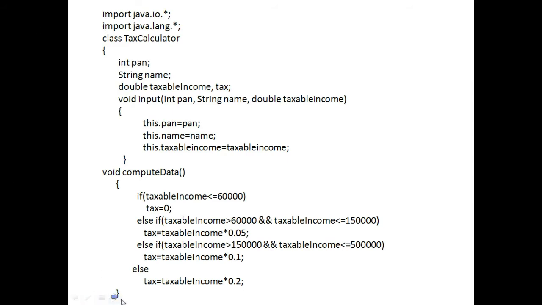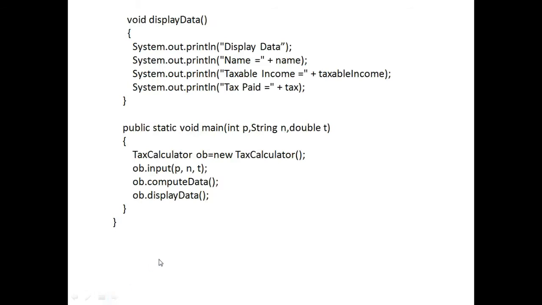Now let us move to the next part, void display data. Here we need to display the output part. We'll print the name here. For display data, just a message I am displaying inside double inverted commas, okay, the same thing will be displayed. Now name has been displayed, taxable income, and even tax is displayed. So our input, process, and output work is over.